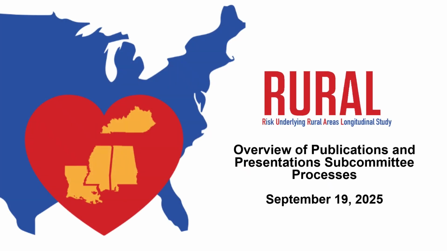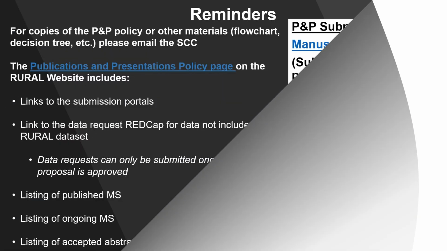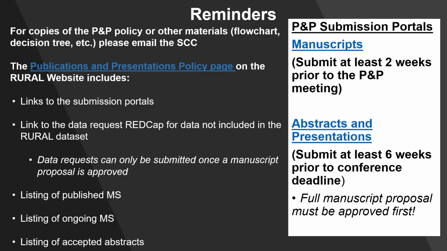Hello everyone. This is a presentation on the Royal Publications and Presentations approval processes for manuscript and abstract submissions. Few reminders: for P&P related materials such as the policy or flowchart, please email the Royal Study Coordinating Center for a copy. The Royal website also includes a publications and presentations page.